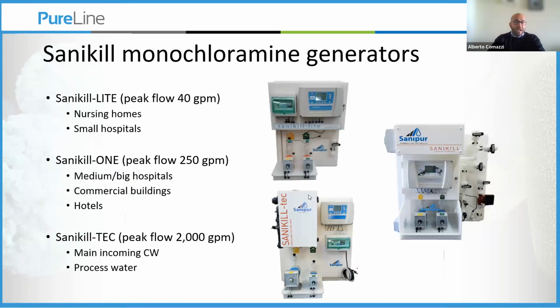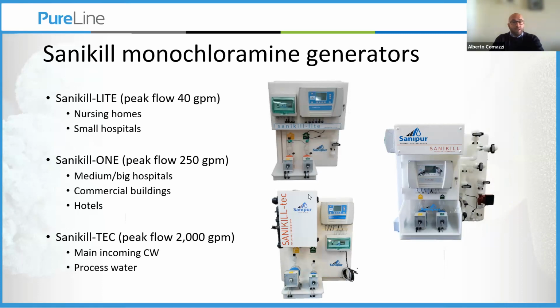We do have 3 types of generators, 3 different sizes. The chemistry is the same. It's just different sizes of the dosing systems. The first one is called the Sanikill Light, which is the generator that is commonly used in nursing homes or small hospitals, and that can treat a peak flow rate of about 40 to 50 gallons a minute.